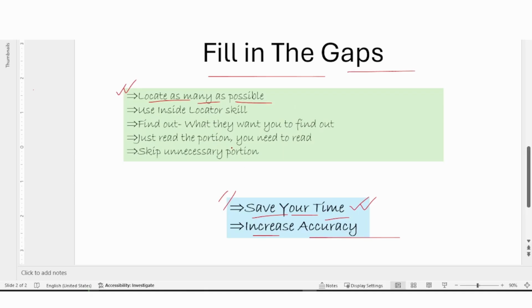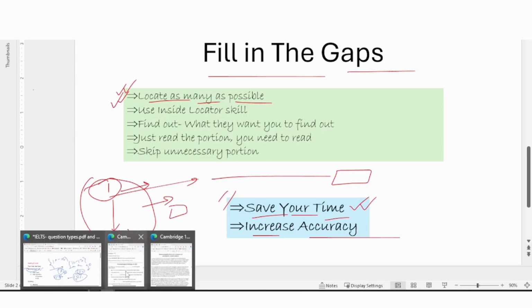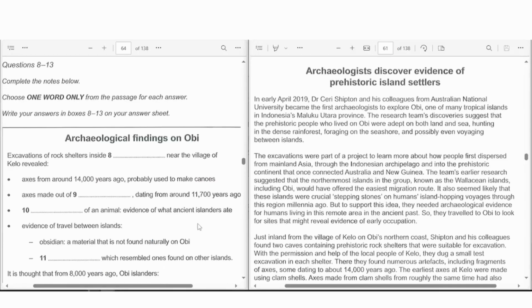What I mean is, generally you get fill in the gaps starting from question number 1. Don't just read question number 1 and try to find its answer. Don't do that. If you have, say, 6 or 7 questions, read all the questions and try to find the words that will help you locate, and then do the location. So first thing first, locate as many as possible. Let's go and try to help you with that in a very spontaneous way.